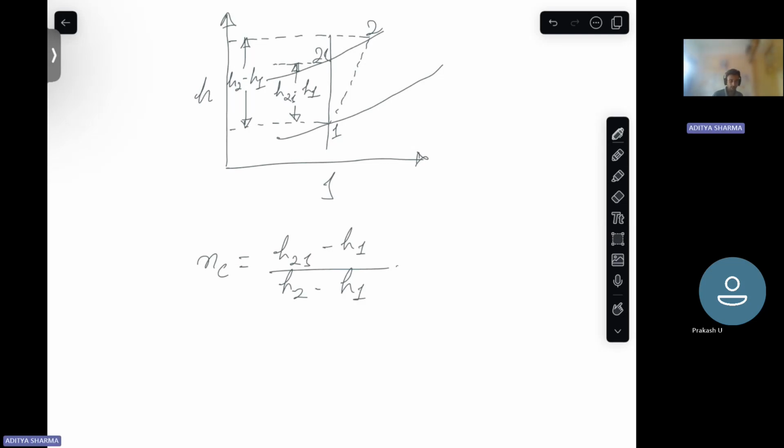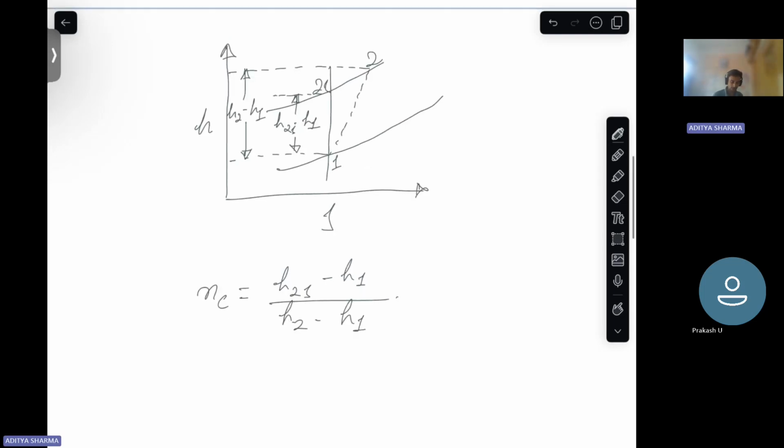Which essentially means that if we have to do some work to compress some gas in some system, we will require more enthalpy in comparison to the isentropic process. If we do it isentropically, the requirement in terms of enthalpy will be less, but it will be greater for the actual case, which is this one. This is the actual, and this is the isentropic.